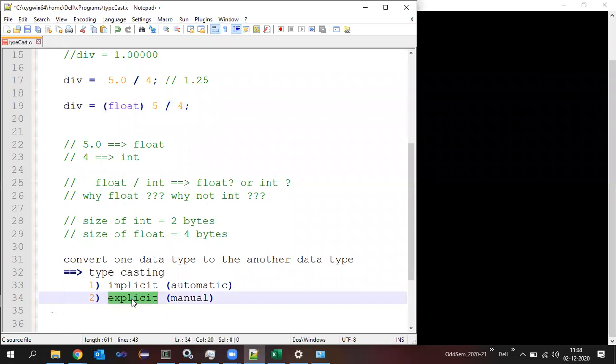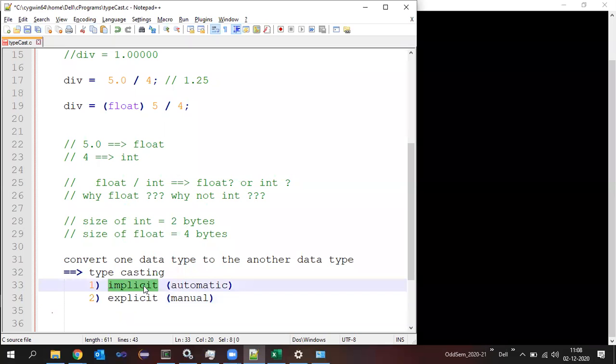Explicit means the programmer instructs in the code that you have to change one particular data type to another particular data type. If we don't tell anything and the compiler itself converts, then we call it an implicit conversion.